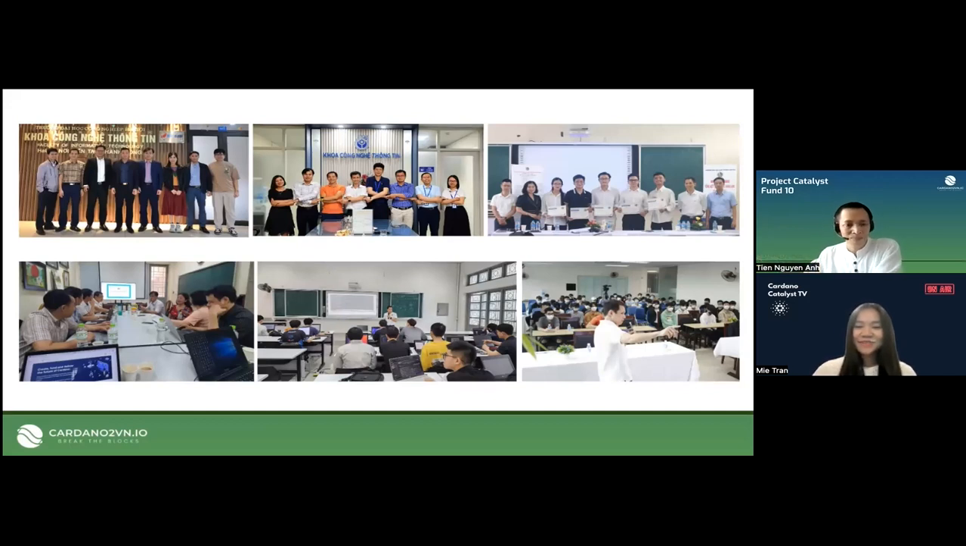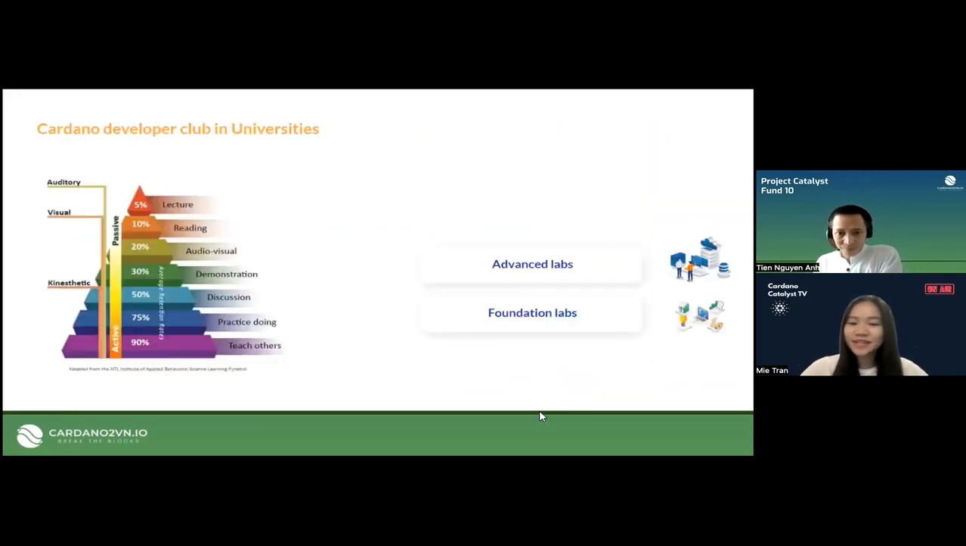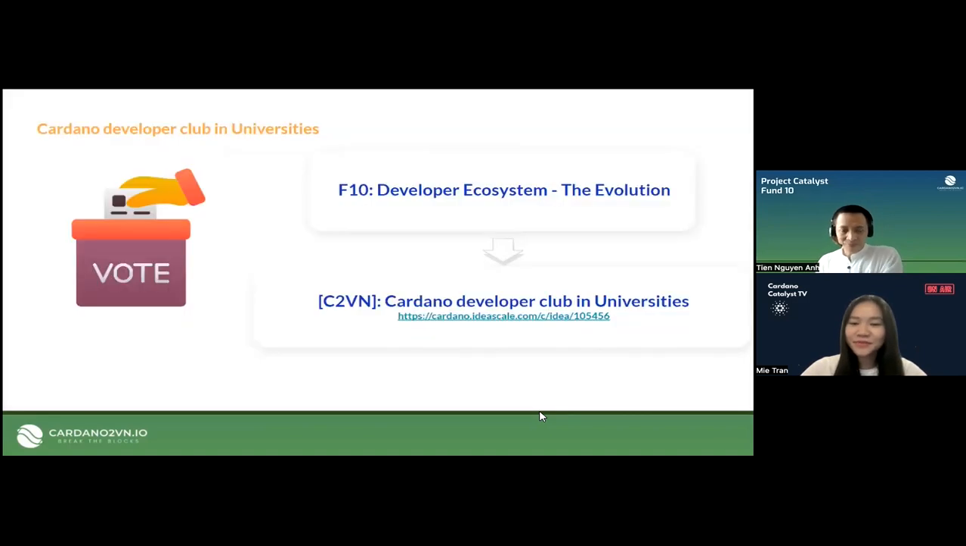Okay, thank you so much. Can you please share with us the name of the proposal again, and anything else you would like to share with the community to ask for their vote? Thank you, Mi. Here is our proposal. The proposal name is Cardano Developer Club in University. It belongs to the Developer Ecosystem, the Evolution challenge setting.